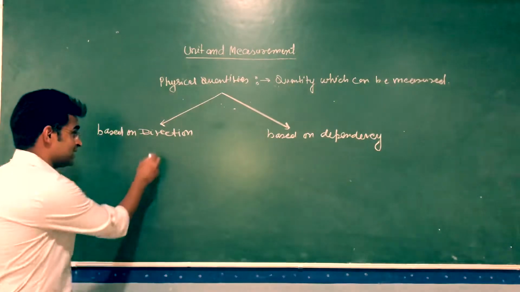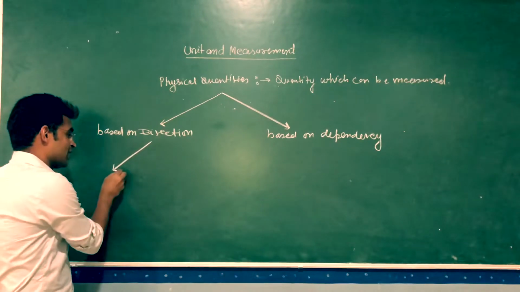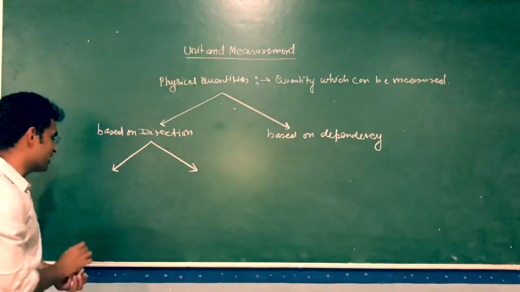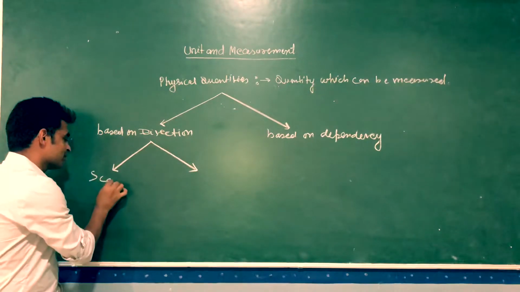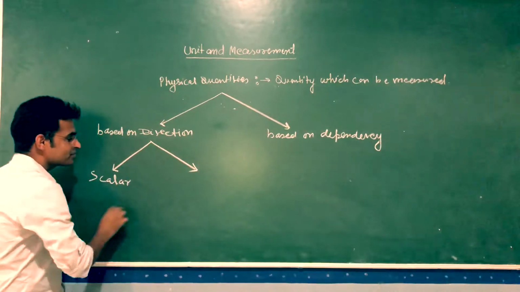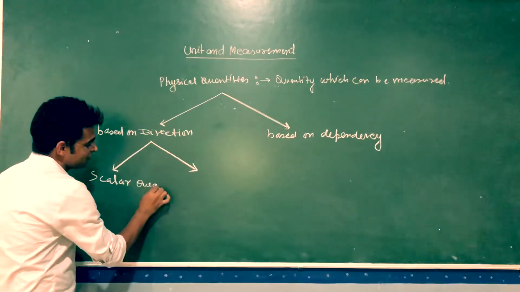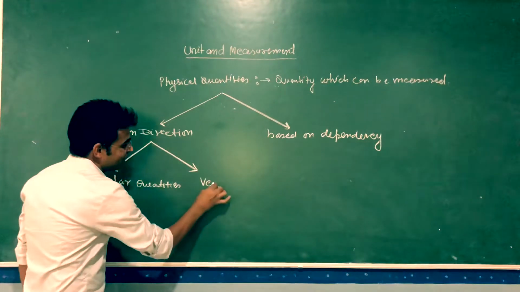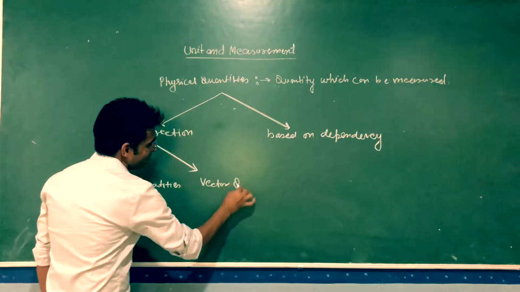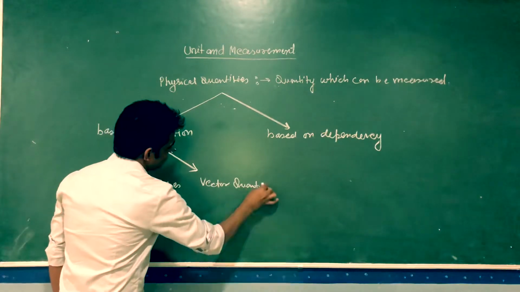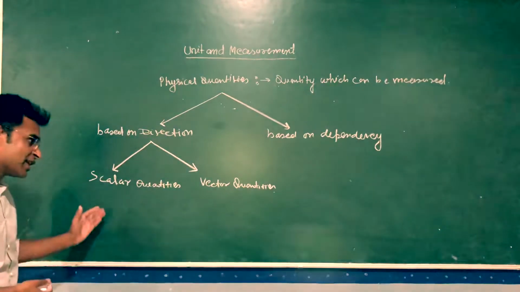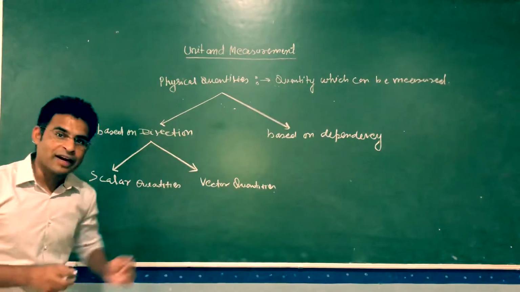Based on direction there are two kinds of quantities. I think everyone knows this, we have done it in 9th and 10th grade. One is called scalar quantities, and the second one is called vector quantities.